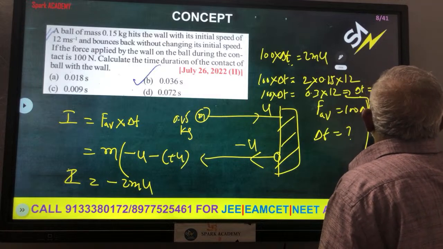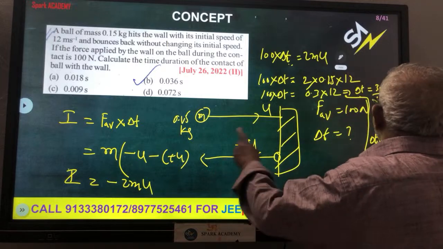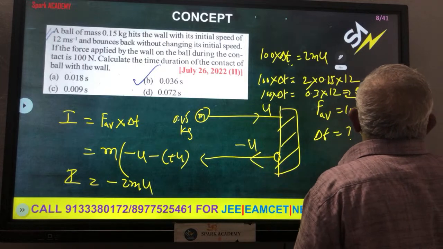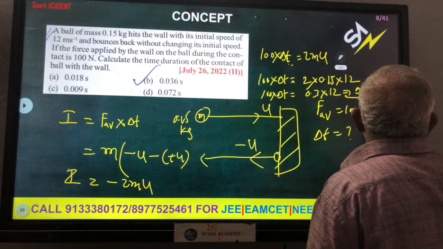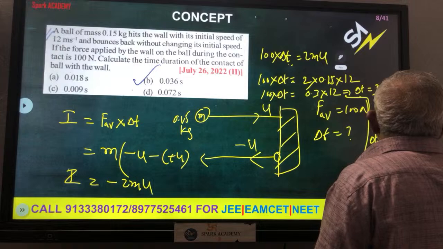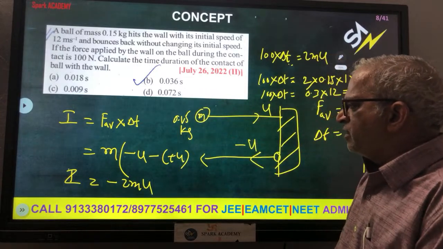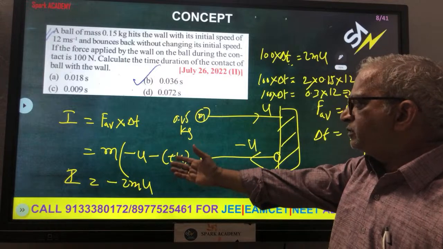So I am showing the answer here. Delta T is equal to 3.6 by 100, which is 0.036 seconds. This is the option, 0.036. Such a good problem.